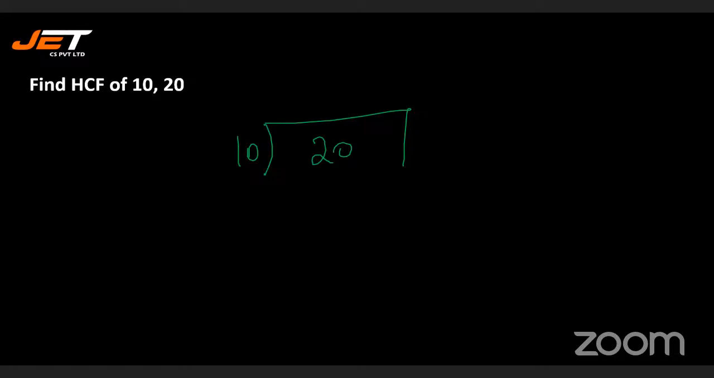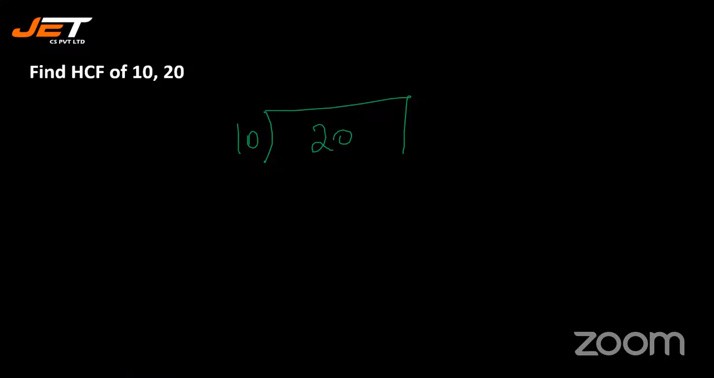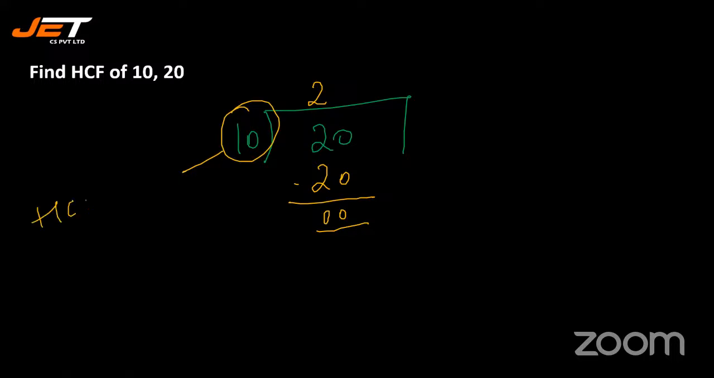I hope it's done. The question is super duper easy. Let's see. 10 times 2 is 20. Oh, what is this? What does that mean? We don't have anything to take further. So what we can say is that obviously 10 is the divisor here. So 10 is the HCF of 10 and 20. Okay. Highest common factor of 10 and 20 is 10. Right? You can say like this.